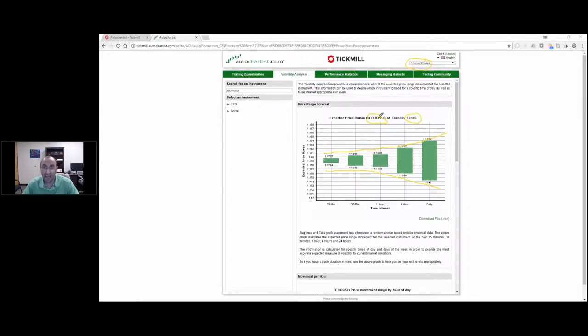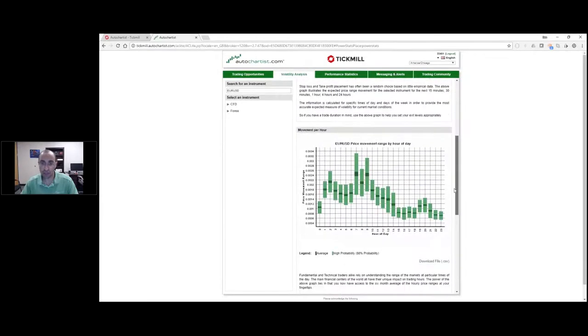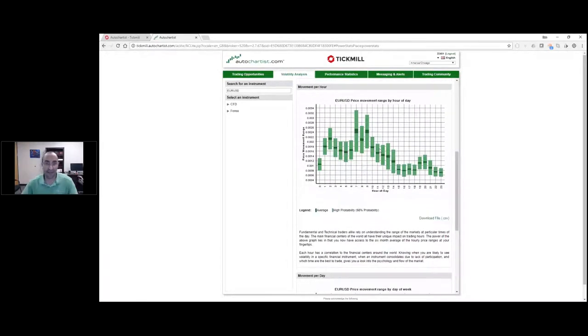For the next 24 hours and between 1.1776 and 1.1805 for the next hour. Right, so this is the same information that we got in MetaTrader, those blue levels that I showed you earlier. But there's another piece of information I want to show you, which isn't available in MetaTrader and only available in the web application, and that is this price volatility range per hour of day. What this shows us here is for every hour of the day, what is the expected price range movement for that instrument? So this is the expected price range movement of EURUSD for every hour of the day.